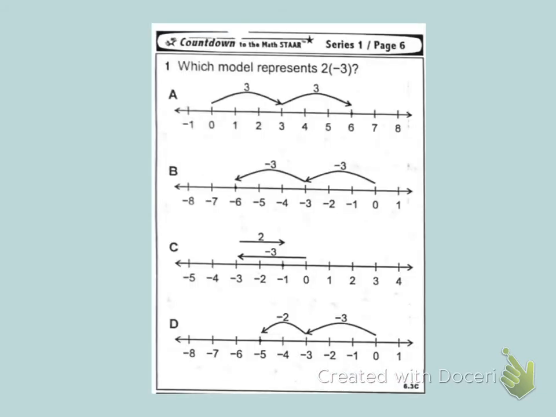Okay. So going to number 1, on the back, it says, which model represents 2 times -3? So you have your multiplication. You're starting at 0, and this is 2 sets of -3. So how many times is it taking you away from 0? 2 times, and in the negative direction. Going to the right is positive. This is going to the left, which is negative, and it's 2 sets of -3.